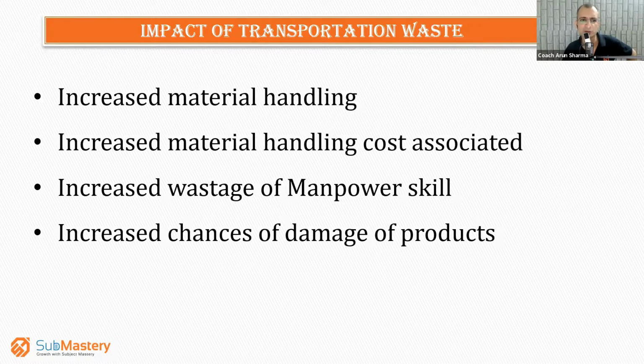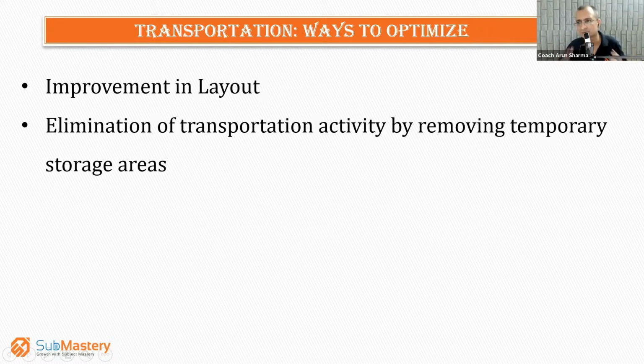Transportation ways to optimize: you improve the layout so that there's less transportation. You eliminate the transportation activity by removing temporary storage areas. That's a good way. And this is only possible when you have line balancing, and there is not too much material or inventory placed. That is TIM.